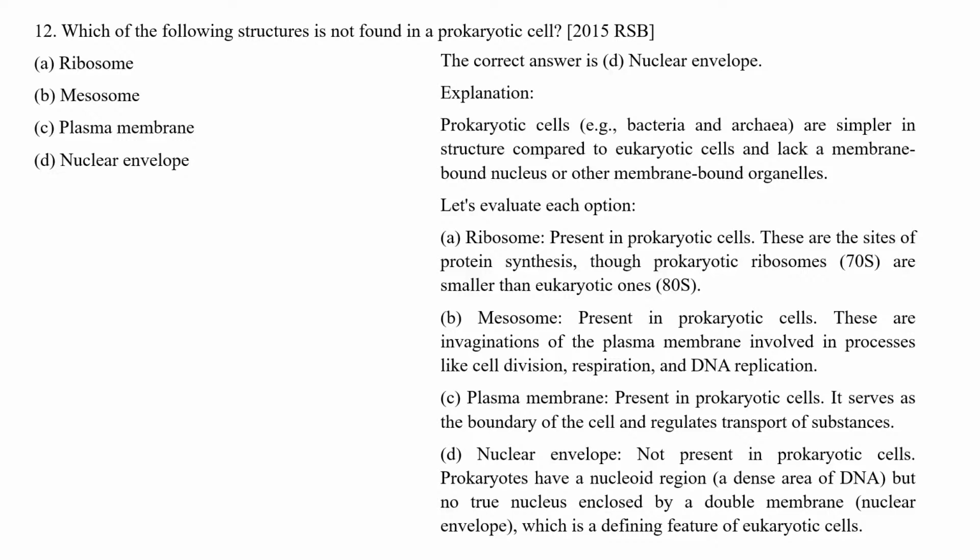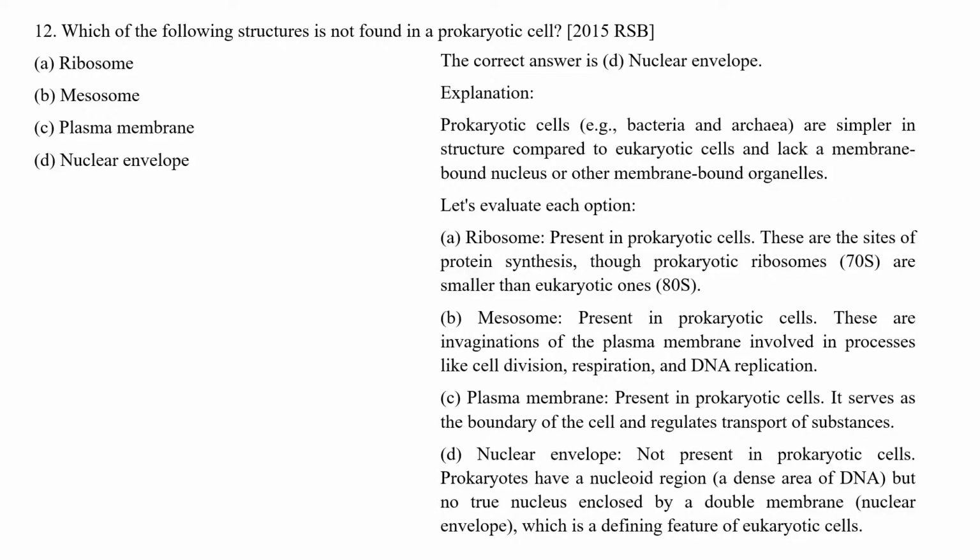Prokaryotic cells, bacteria and archaea, are simpler in structure compared to eukaryotic cells and lack a membrane-bound nucleus or other membrane-bound organelles. Let's evaluate each option. Ribosomes are present in prokaryotes. They are the site of protein synthesis, though prokaryotic ribosomes are 70S, smaller than eukaryotic ones, which are 80S. Mesosomes are present in prokaryotic cells. They are invaginations of the plasma membrane involved in processes like cell division, respiration and DNA replication.